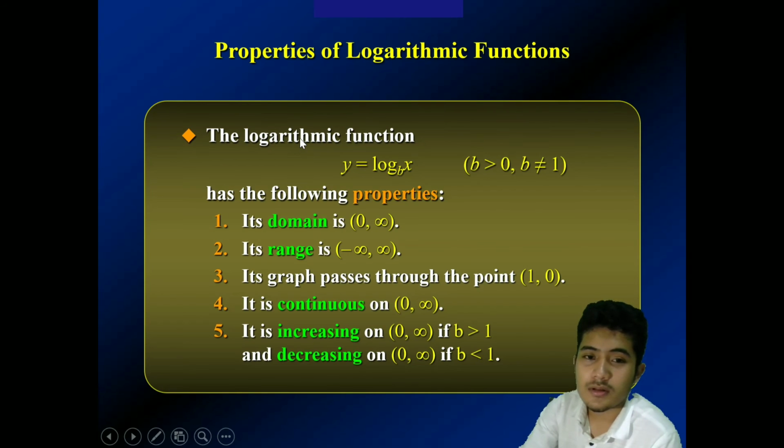Properties of the logarithmic function: the logarithmic function y equals log of x to the base b, b greater than 0, b not equal to 1, has the following properties. Its domain is 0 to infinity, its range is minus infinity to infinity, its graph passes through the point (1, 0), it is continuous on 0 to infinity, it is increasing on 0 to infinity if b is greater than 1, and decreasing on 0 to infinity if b is less than 1.